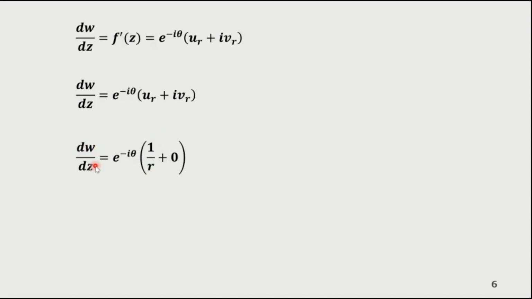Remember, dw by dz or f dash of z, the answer has to be in terms of z, not in terms of r and theta. So we have to bring the answer in z. So how do we convert e raised to minus i theta into 1 by r in terms of z? We know z is equal to r e raised to i theta. So how do we write dw by dz in terms of z?